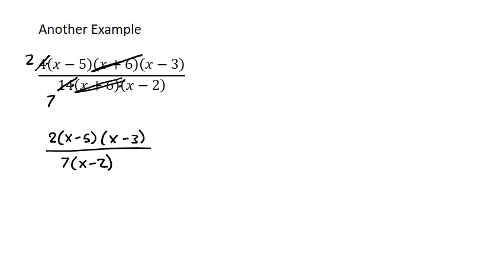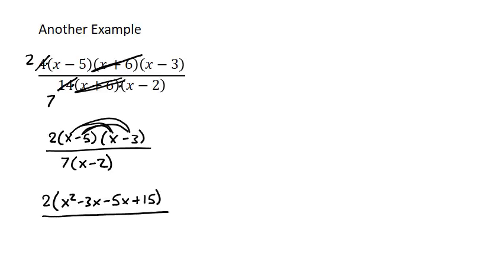Great, so we canceled out common factors in the numerator and denominator, but now I need to put this in standard form. To do that in this numerator, first I'm going to do the distribution between the two binomials. I'm going to leave the 2 out front here, and I'm going to do this distribution. x times x is x squared. x times negative 3 is negative 3x. Negative 5 times x is negative 5x. And negative 5 times negative 3 is positive 15. And all of that's divided by 7 times x minus 2.